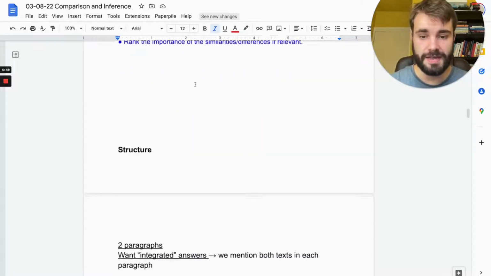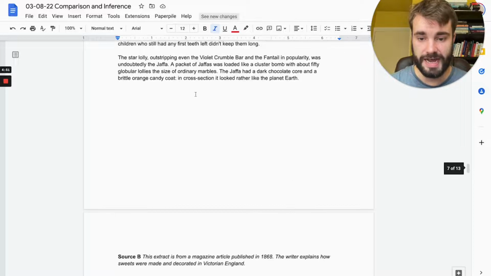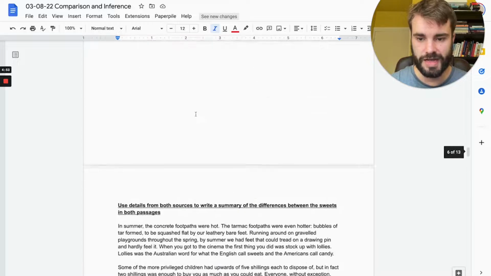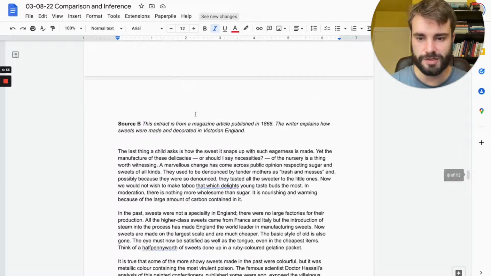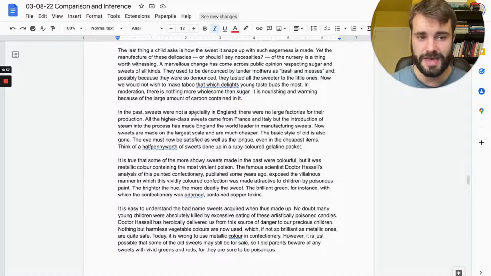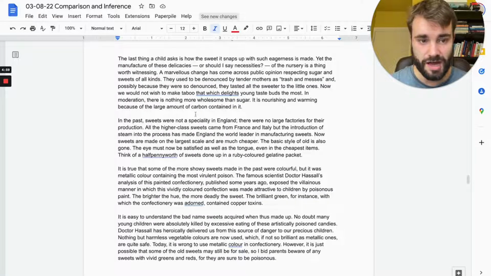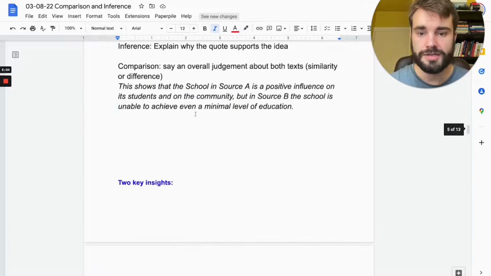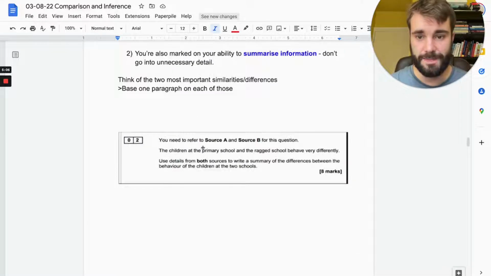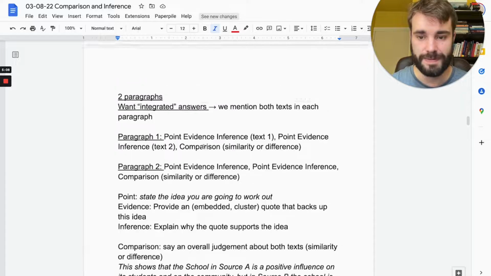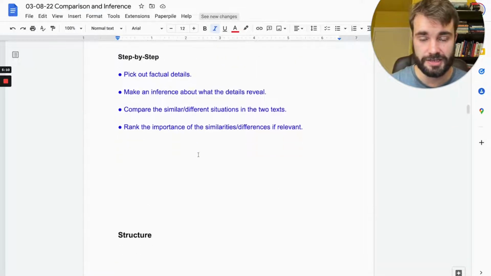So, in this question, you're going to have 2 texts, a bit like this. You'll have source A and source B, and they'll be about the same topic. They're usually from different periods of time, and they have different attitudes, but they relate to the same topic. So the question is going to ask you to compare the two. So we have to write about both of the texts.